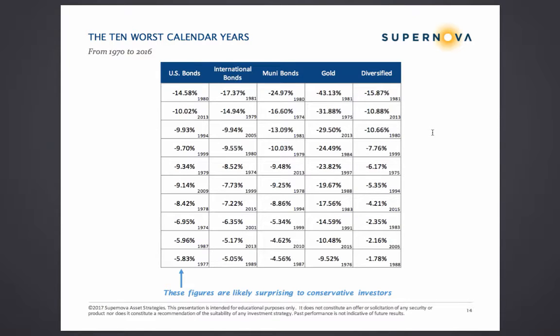Let's look at the 10 worst calendar years from 1970 to 2016, and this is how we read it. We start on the left with U.S. bonds. This is the 10-year U.S. government bond, a perfectly fine asset class, but after inflation, it had many down years, so many we can't even fit it on this chart. This is likely surprising to conservative investors. International bonds, same situation, many negative years. Muni bonds and gold, again, many down years. That diversified portfolio, while it certainly had its share of down years, quickly gets to a point where the down years are very tolerable to conservative investors. Diversification is very robust.